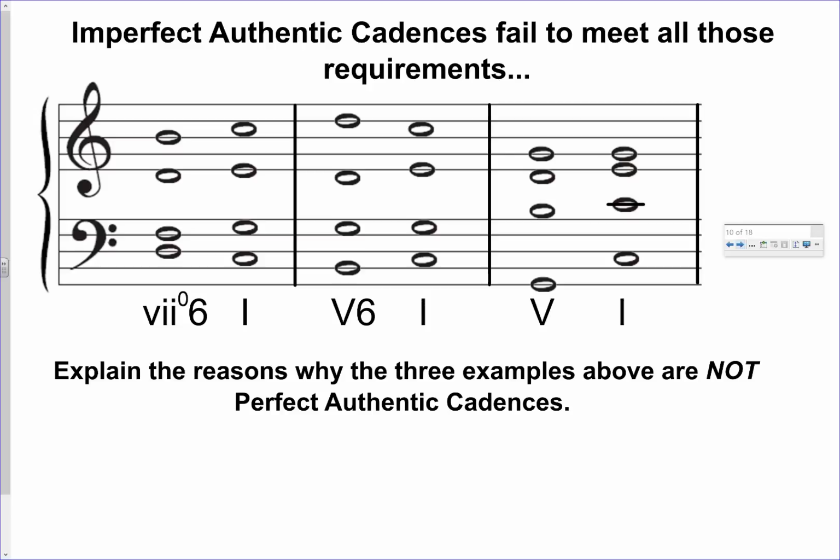In the last measure, we do have a 5 to a 1 in root position, so the bass is singing Sol, Do. However, in the 1 chord, in the last measure, the soprano is not singing tonic. It's singing dominant, or the 5th scale degree. Let's listen to these imperfect authentic cadences that fail to meet the requirements of a perfect authentic cadence.